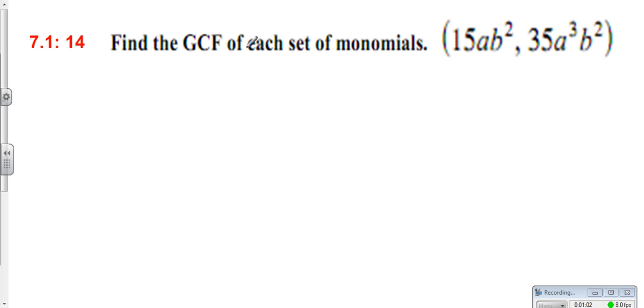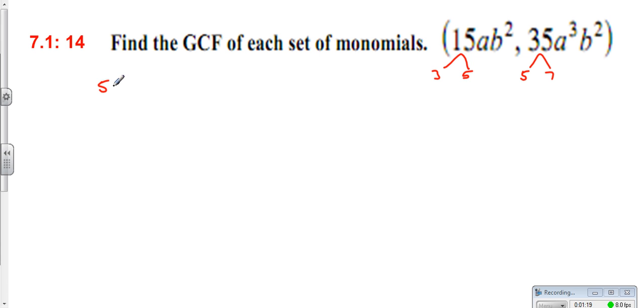Next one, greatest common factors for each. Okay, so again we look at each one. We have 3 and 5, and here we have 5 and 7. So what do they have in common? Well, they both have a 5.